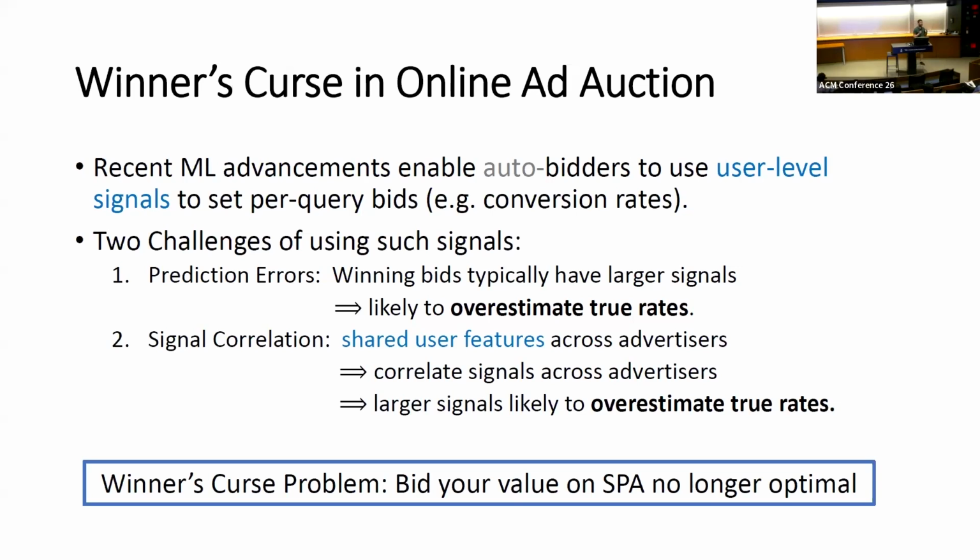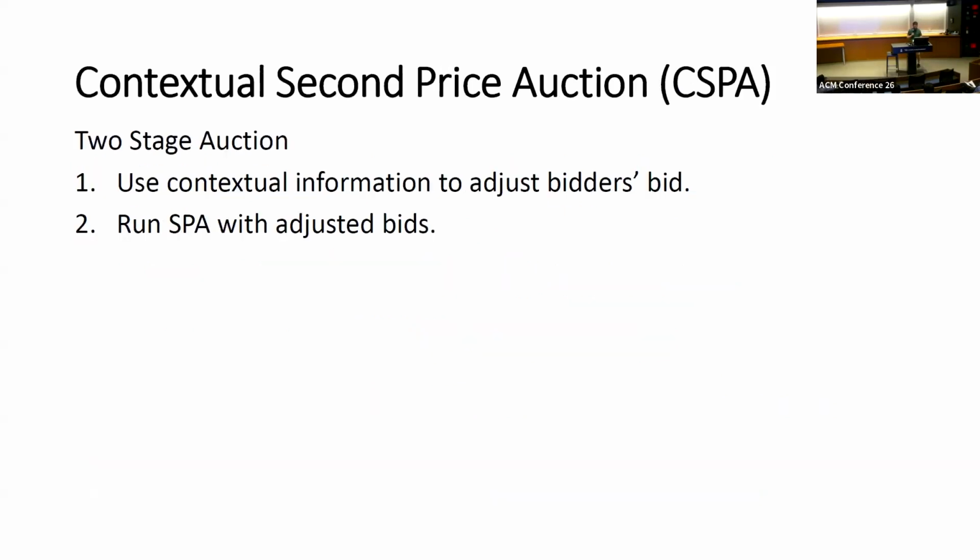In particular, if you run the canonical second price auction, then you don't want to bid truthfully because of this risk. This has been a well-studied problem in the economic literature, in the seminal paper of Milgrom and Weber. Here we want to think about how we can use this challenge to improve ad auctions. So what we do in our paper is what we call the contextual second price auction, where we use contextual information to mitigate this problem.